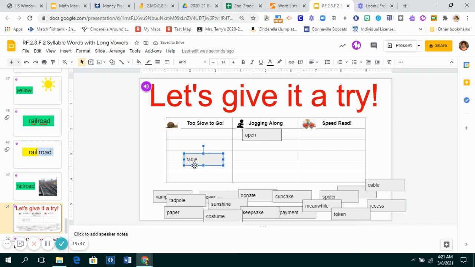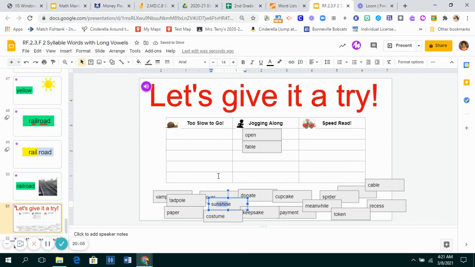Yes, I'm going to have to find my first two vowels. I see an A and I see an E and there's an LE and I see there's a consonant in front of it, so it breaks right there. So it's fable. Mrs. Terry still was slow.